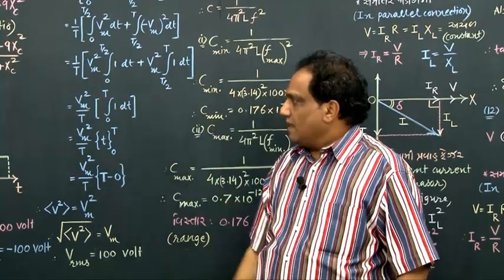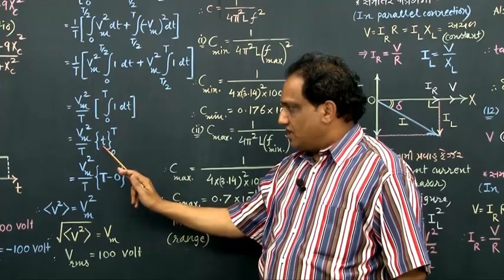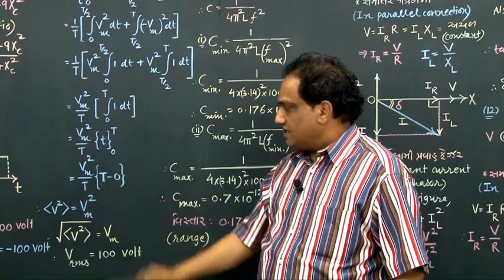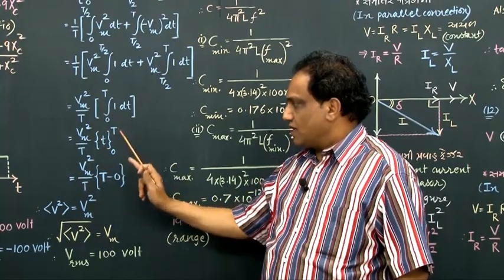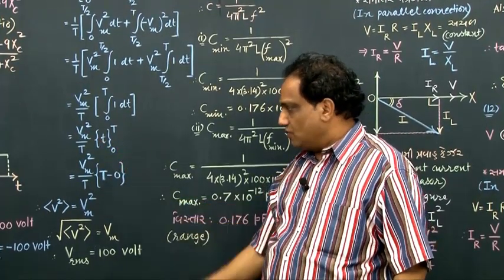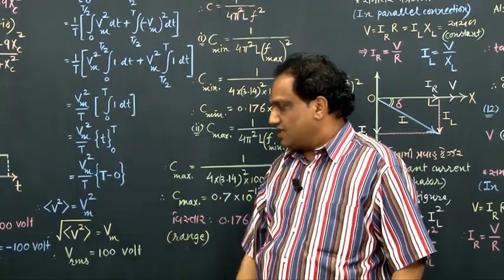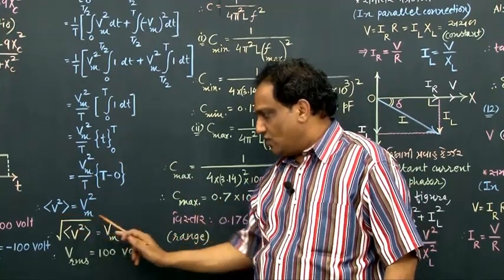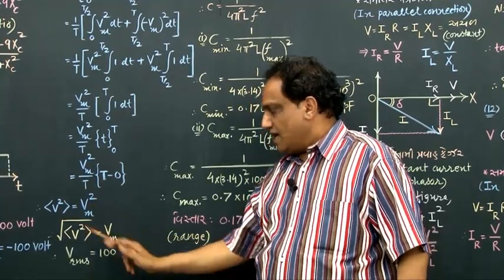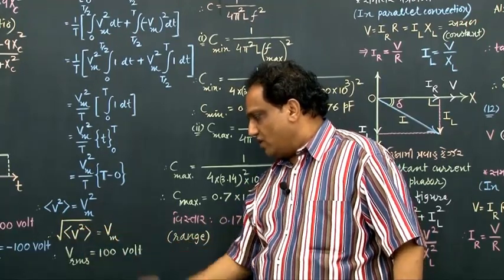Now, Vm square upon T as it is. Integration 1 dt is nothing but small t from 0 to capital T. Instead of small t, you are supposed to write the upper limit, and after putting a minus sign, you write the lower limit, that is 0. Now, T will cancel, giving you Vm square. Take the square root on both sides. The square root of the left side is the square root of the average of V square. When you take the square root here, it is Vm.